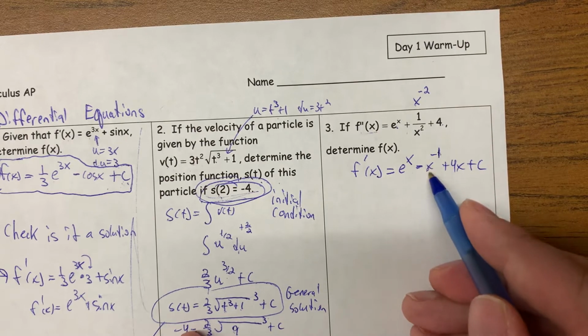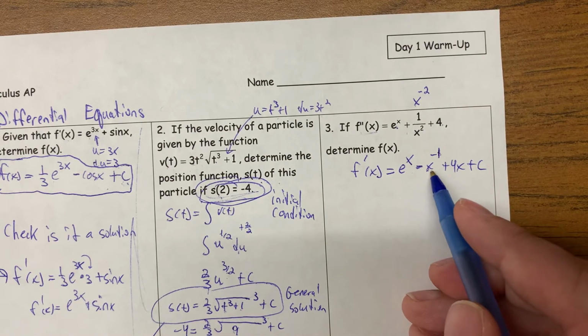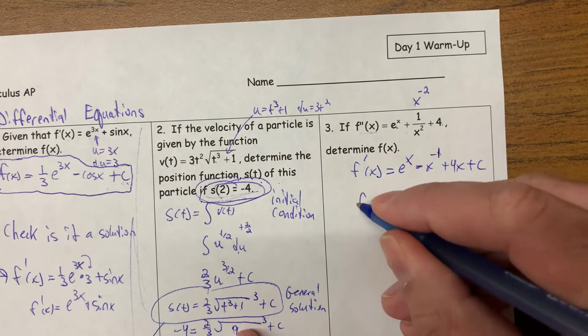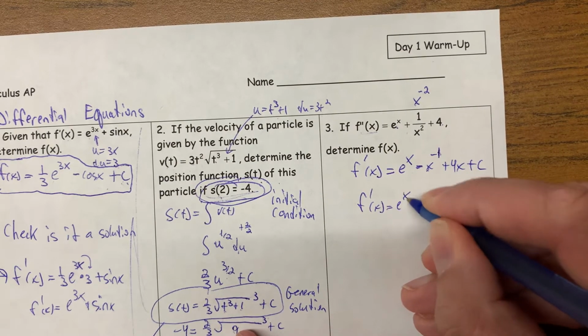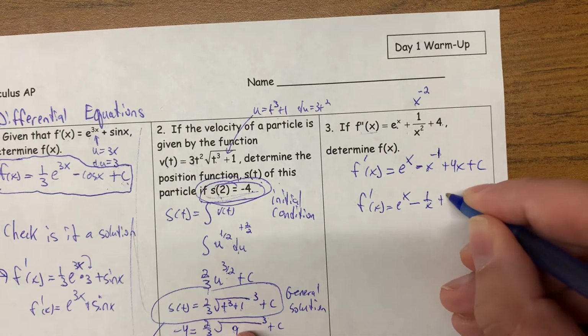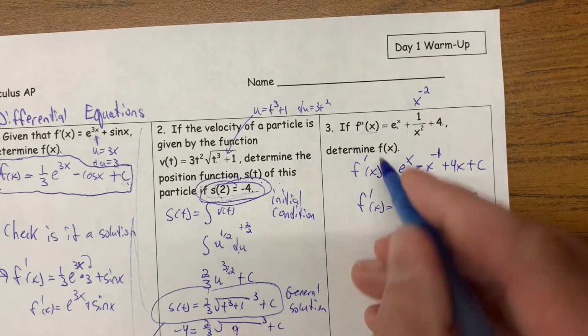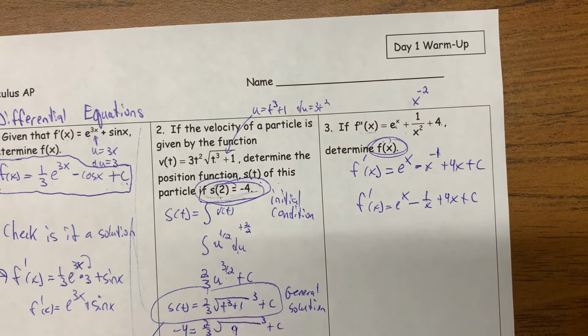Now, I could rewrite this as 1 over x, and I would if this was going to be my final solution, and maybe I will. Okay, let's just do that. It's e to the x minus 1 over x plus 4x plus c, but this is not my final solution because we need to go back and find the original function.